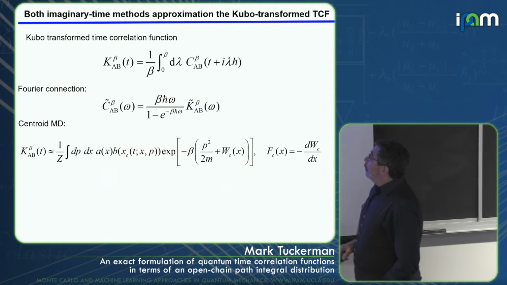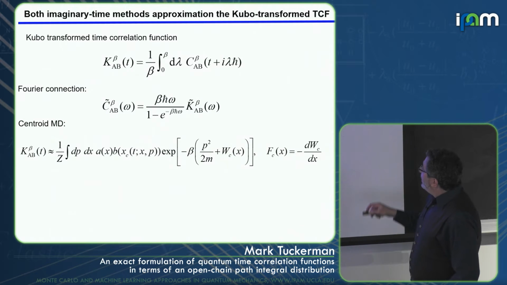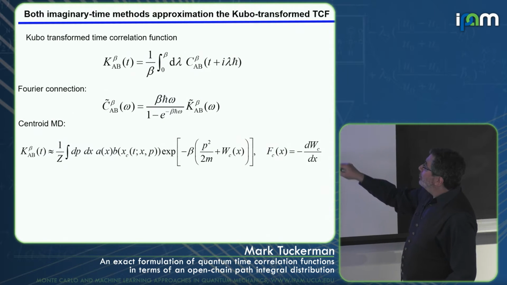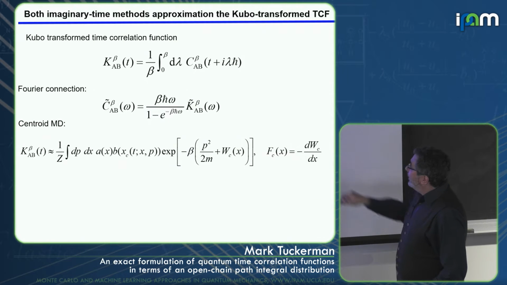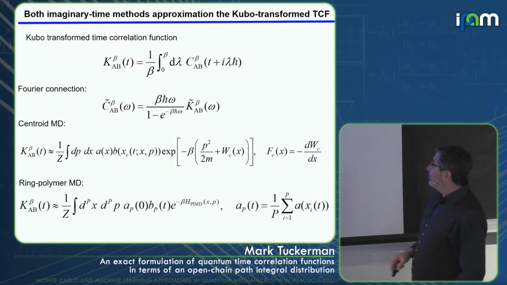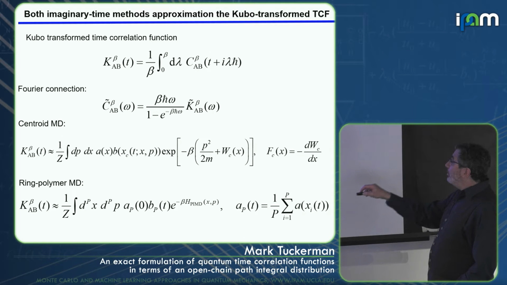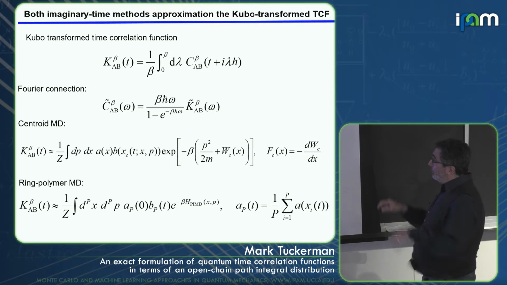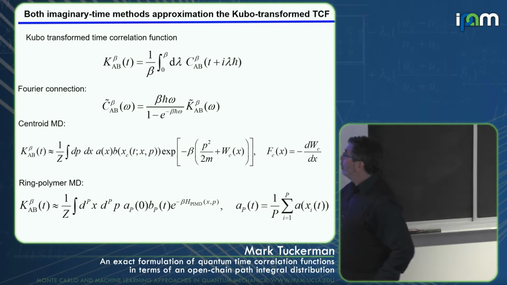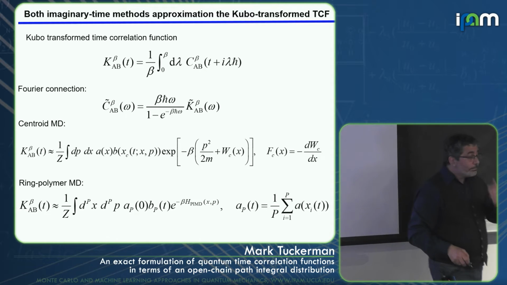All right? So if you're doing centroid MD, the actual approximation you make is you evaluate your A and your B along the centroid, and that gives you the Kubo transformed correlation function. And with ring-polymer MD, you take an average of your operator over all the beads of the ring-polymer, and you do this correlation function. All right.